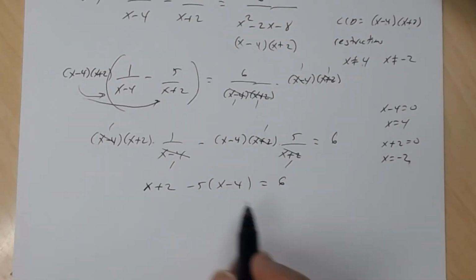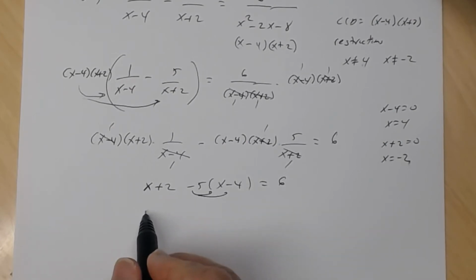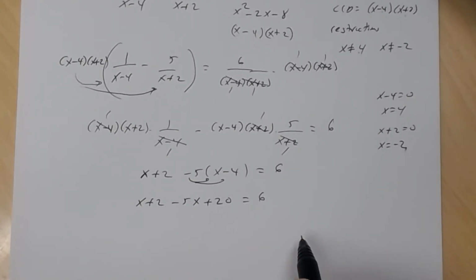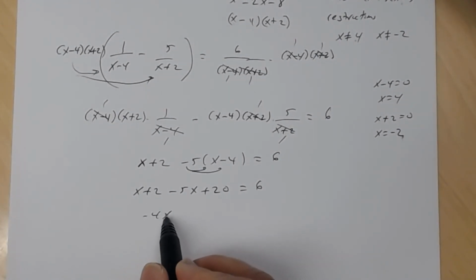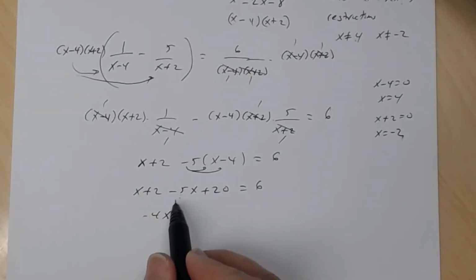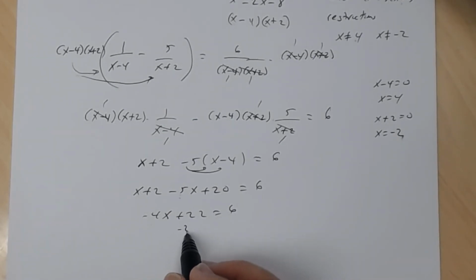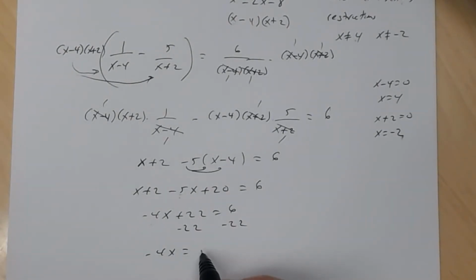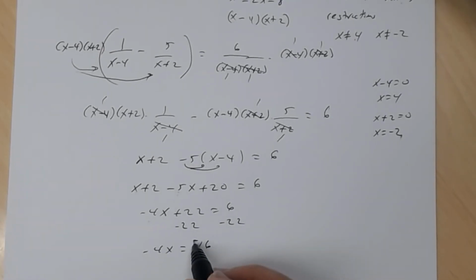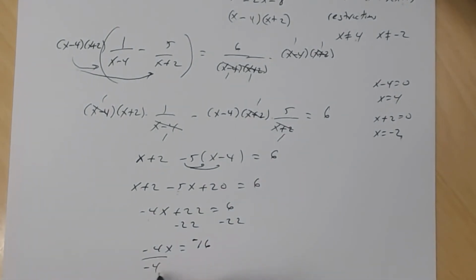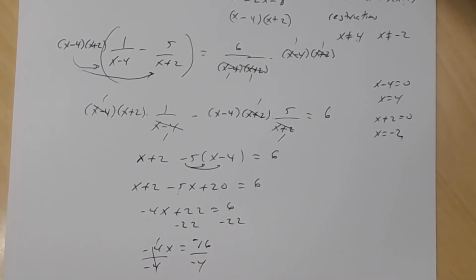Equal 6. Okay, now I'm going to clear the parentheses. I'm going to distribute. So I get x plus 2 minus 5x plus 20 equals 6. Combining like terms, x plus negative 5x is negative 4x. 2 and 20 is 22, equals 6. Subtract 22 from both sides. I get negative 4x equals, let's see, what's that, negative 16. 16, 17, 18, 19, 20, yep. And then divide both sides by negative 4. I get x to be a positive 4.